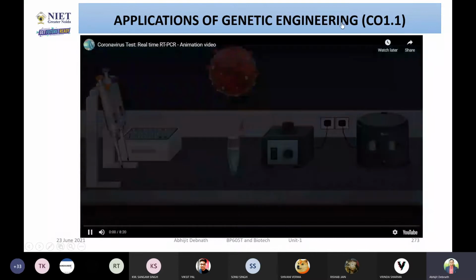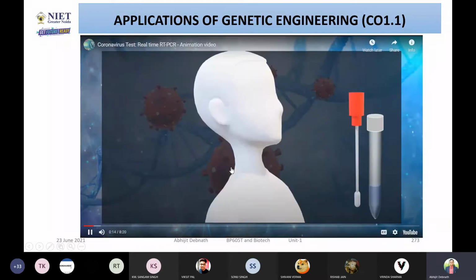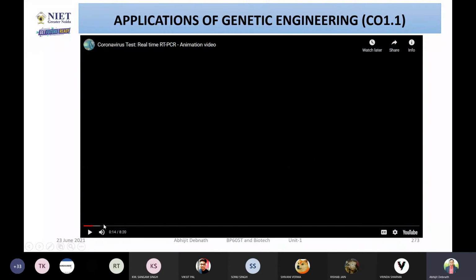There is a sudden power cut. Just a second. The electricity keeps going off again and again.